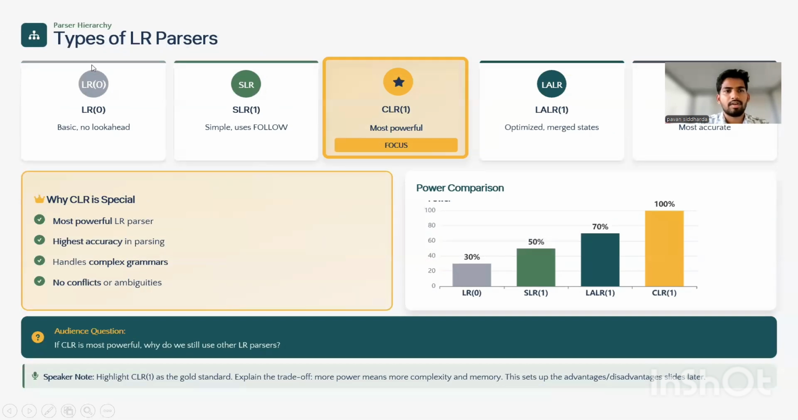Coming to the types of LR parsers, we have LR0, SLR1, LALR, and CLR1. Our main focus is CLR1 as it is our topic. So why is CLR special? It is the most powerful LR parser, with high accuracy in parsing, handles complex grammars, and has no conflicts or ambiguities. In the power comparison, CLR stands at the top. It is very powerful among LR parsers.